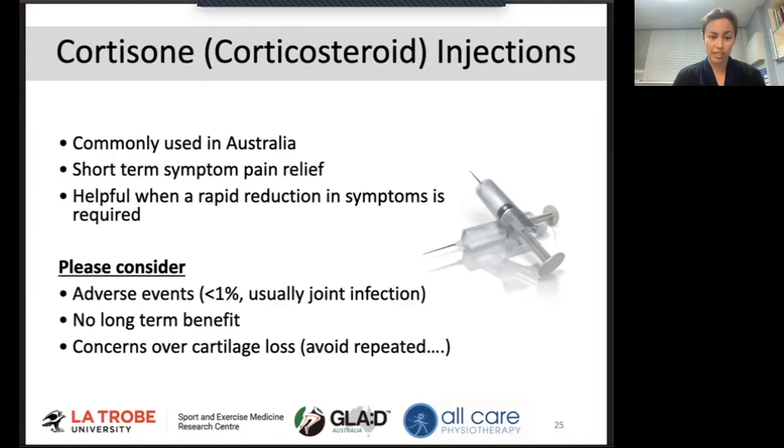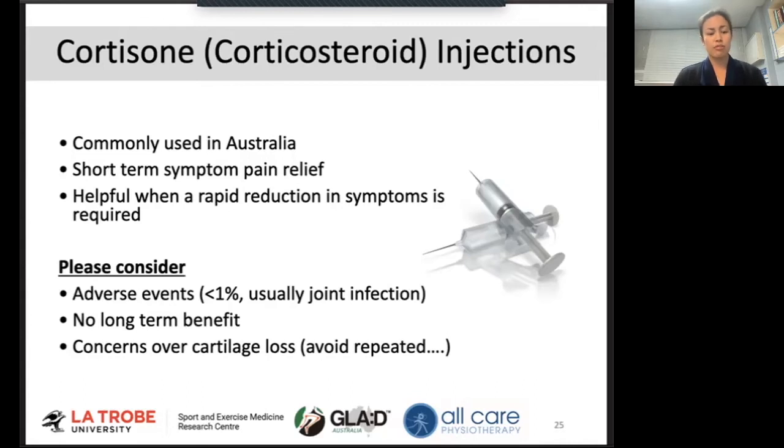There is evidence to suggest that they can be helpful for short-term symptom pain relief, and as I said, that then enables people to do exercise and get the most out of their exercise program, and can be helpful when a rapid reduction in symptoms is required, particularly if you've got an acute exacerbation, you accidentally twisted or you lifted something and you did more than you were used to, you now need to settle it down.